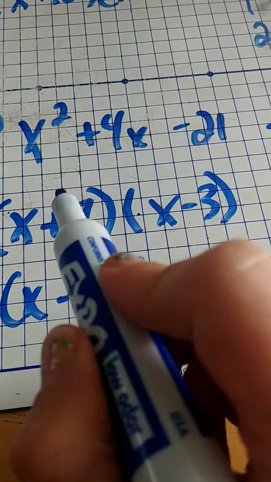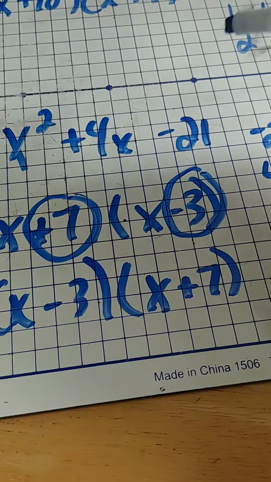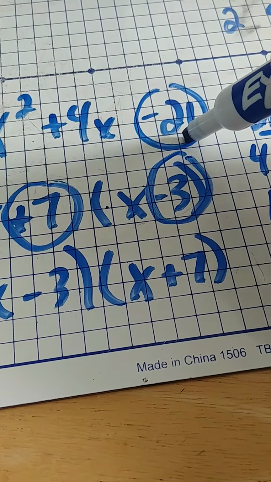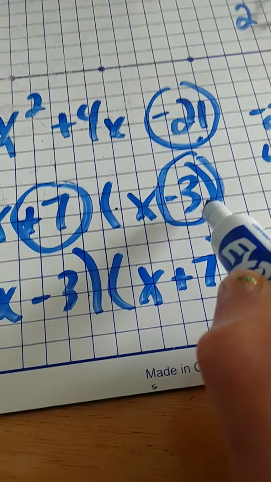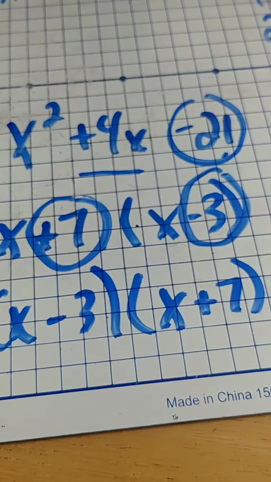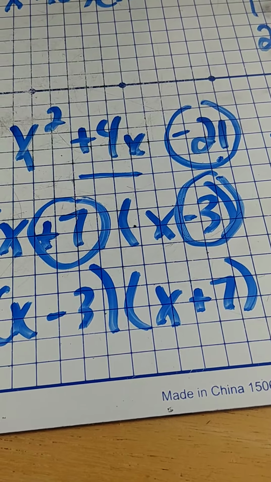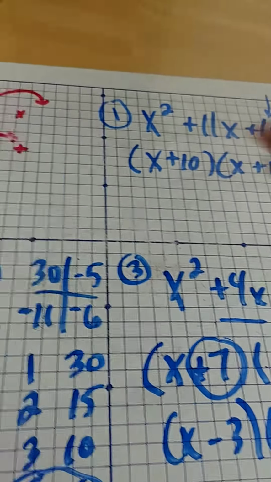And if I want to check my work, I know that 7 times negative 3 is going to multiply to be negative 21, and 7 plus negative 3, or 7 minus 3, is going to add to be positive 4. So I know I did it right when I get the answer when I multiply it together.